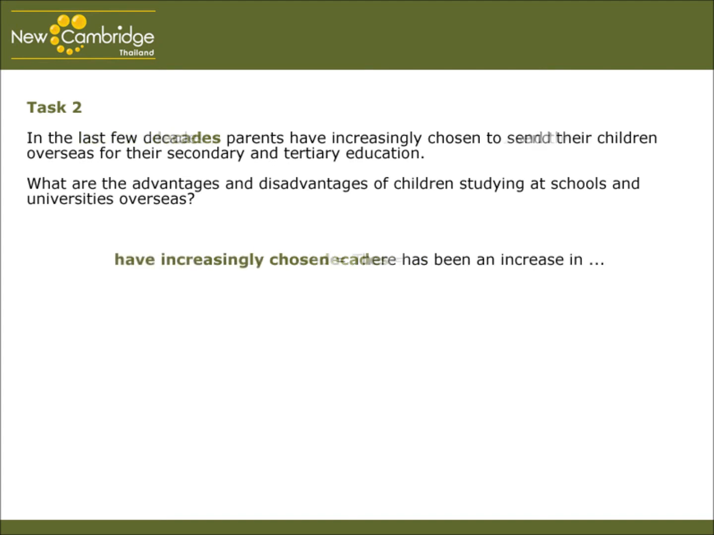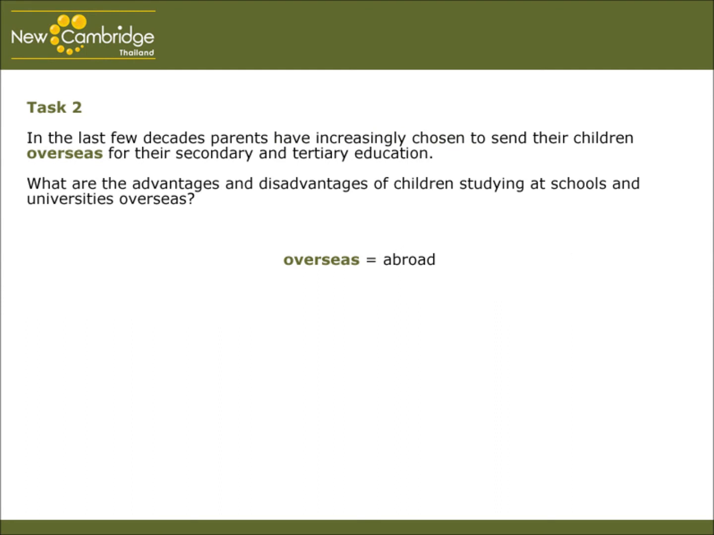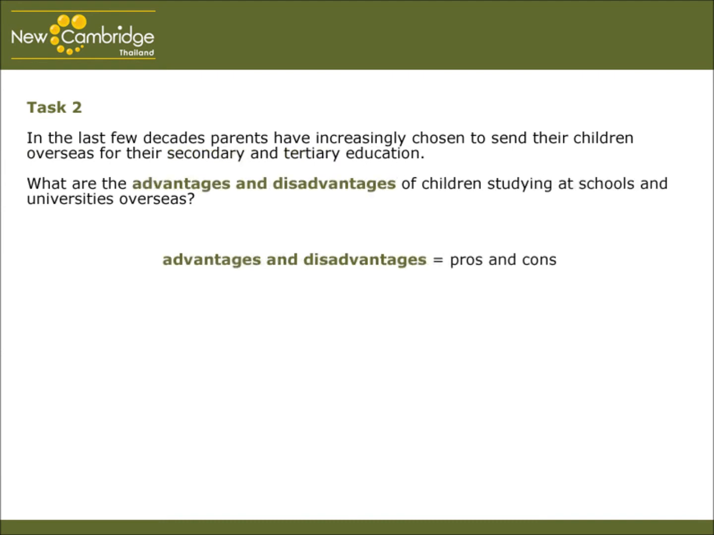We can change the part of speech in the next phrase. There has been an increase in. Note though that you'll need to modify the grammar after this. Overseas can be directly replaced by abroad, or the phrase in a foreign country. Secondary and tertiary can be replaced by high school and further education. Finally, advantages and disadvantages is the same as pros and cons, or arguments for and against.